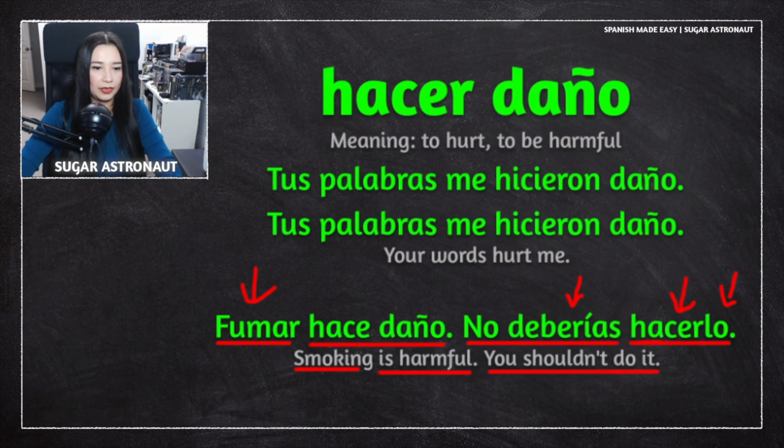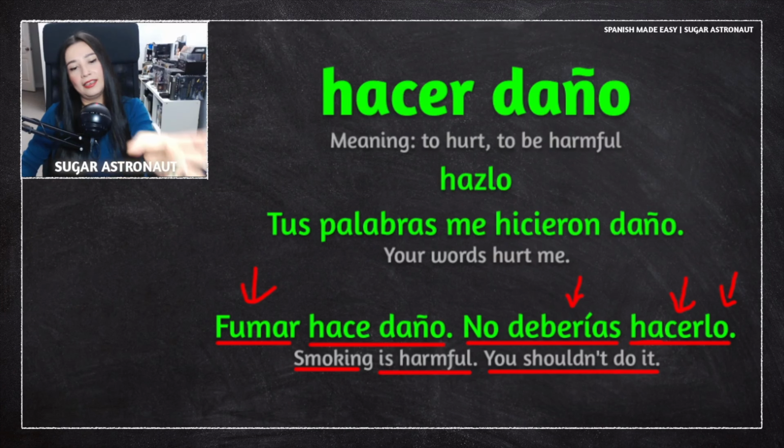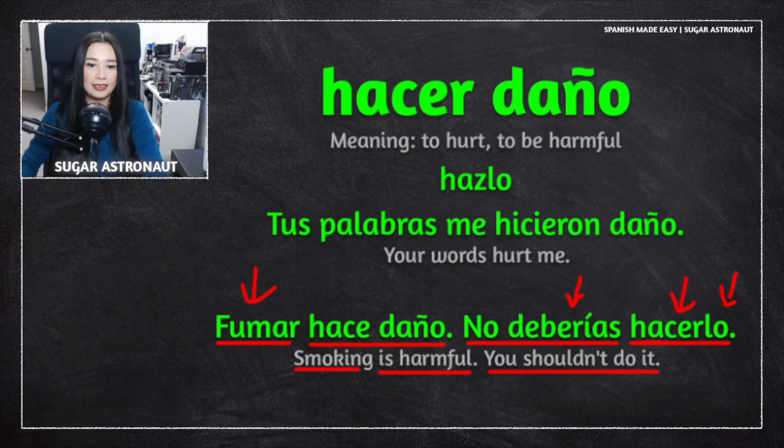Okay. So hazlo. Hazlo means do it. Okay? It's different than saying hacerlo. So I just don't want you to confuse that. Two different things. If you want to say do it by itself, hazlo. If you want to say, you shouldn't do it, no deberías hacerlo. Okay? So I just wanted to clarify that.